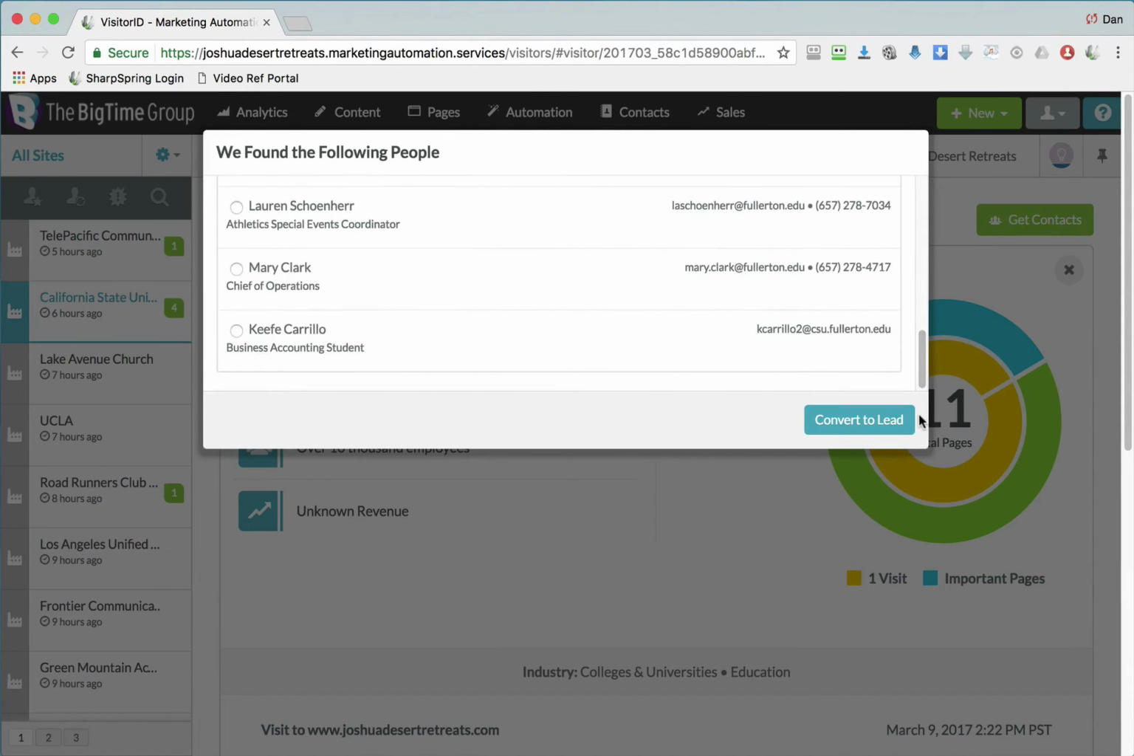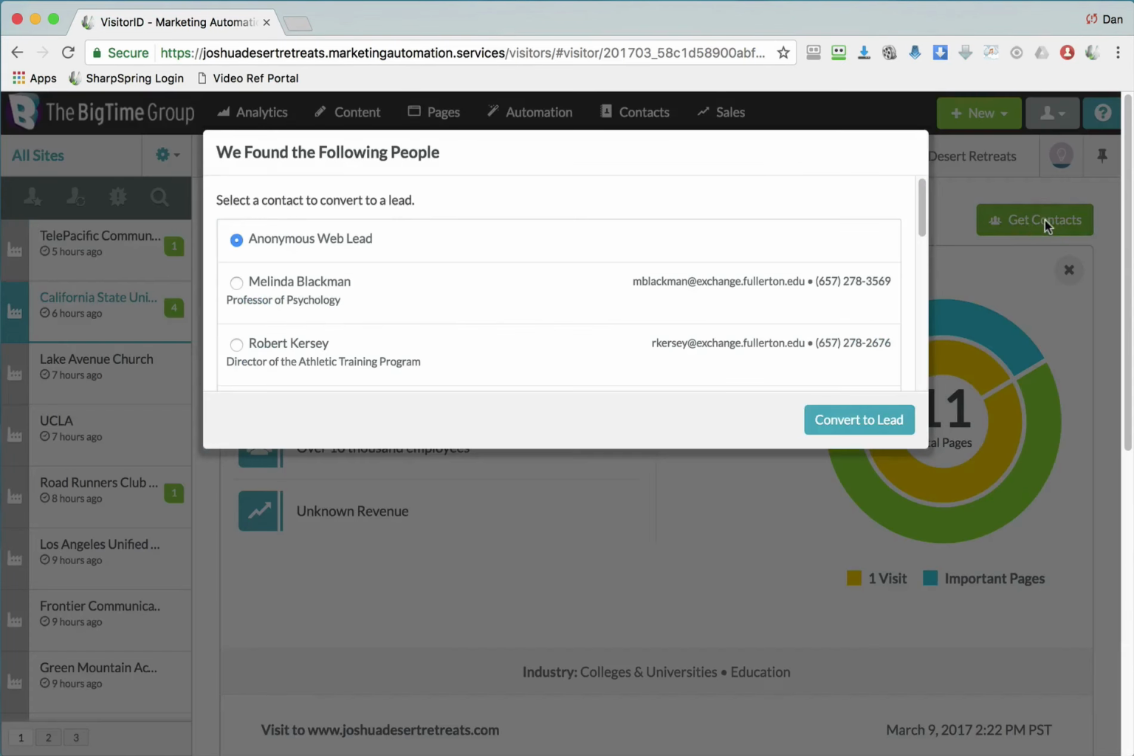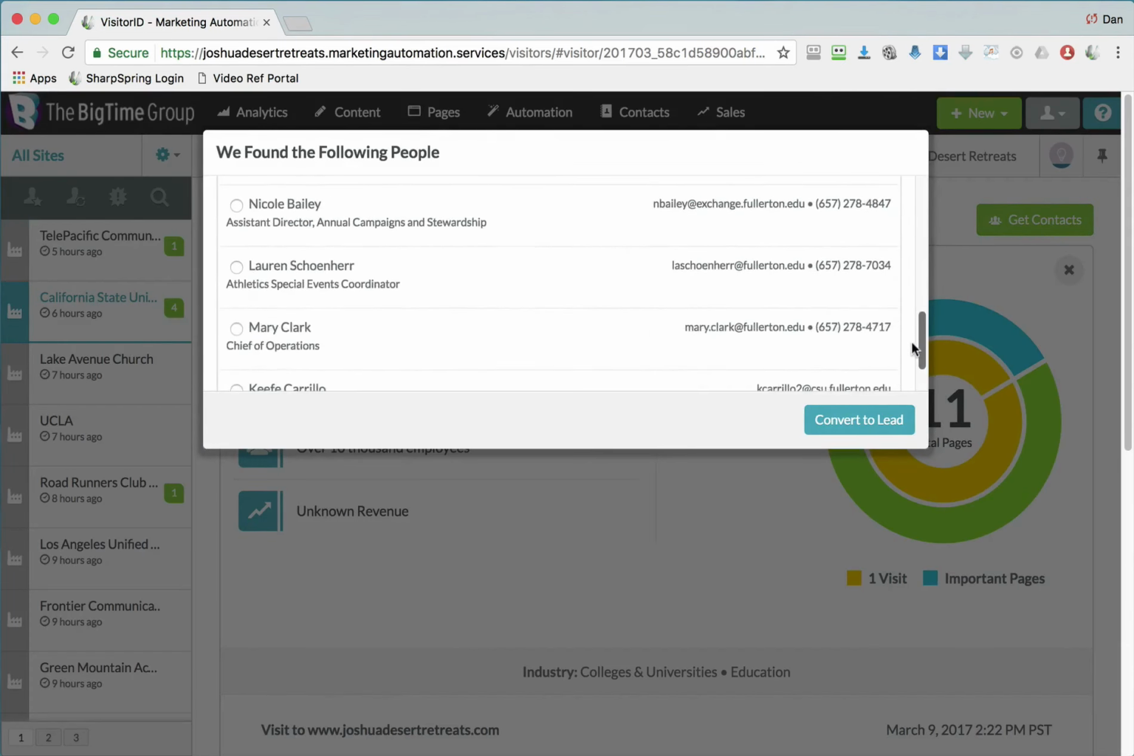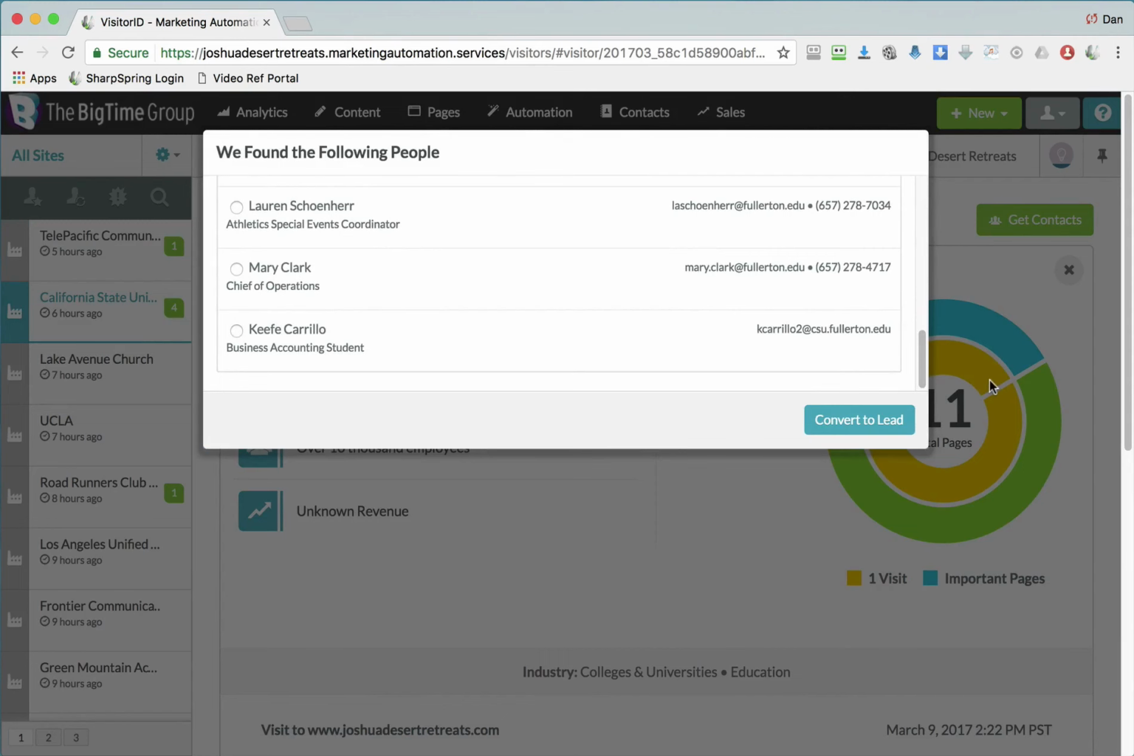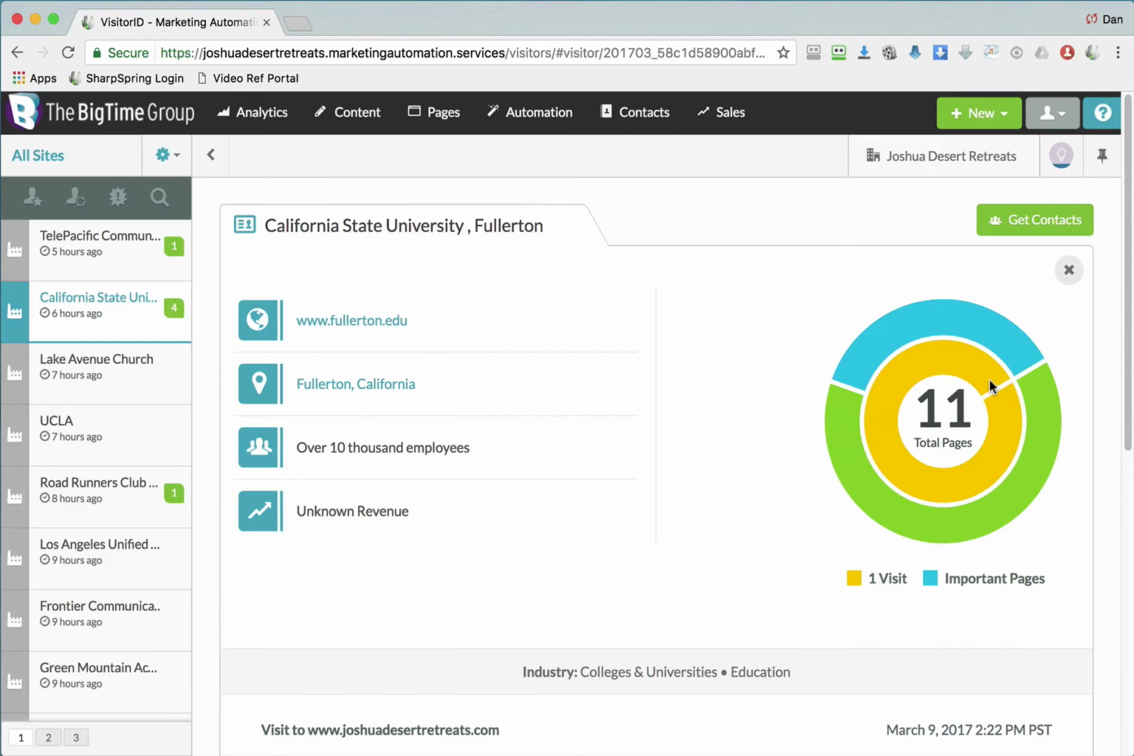It came from ZoomInfo. Again, this is a research company that is connected with SharpSpring, so we have access to a tremendous amount of information. Again, we don't know specifically if any of these people were the ones that looked at the site, but it's a pretty good bet that at least one of them was.